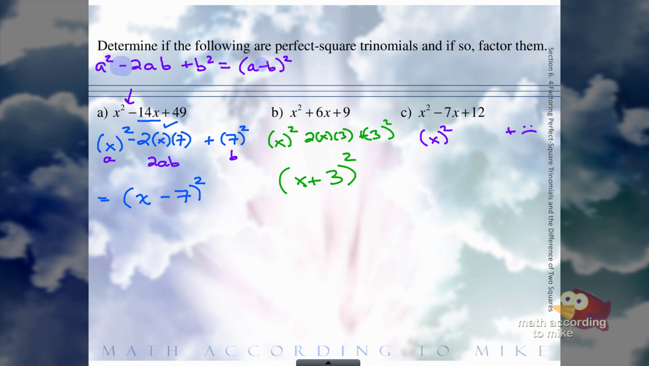If you still had to factor C, you would, just by thinking about what multiplies to 12 and adds to negative 7, and hopefully you would say x minus 3, x minus 4. But it's not a perfect square.